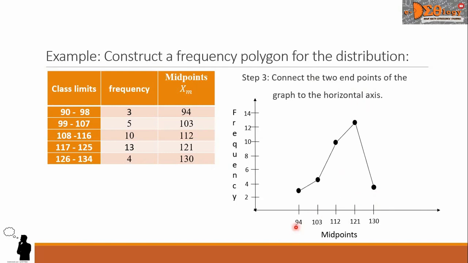It means we're going to add two more numbers of midpoints in the x-axis. One after 130 and the other one is before 94. Take note that the interval between midpoints is 9. So the first number here would be 85 and the other number here is 139. It's like we're adding another midpoints but with zero frequency.